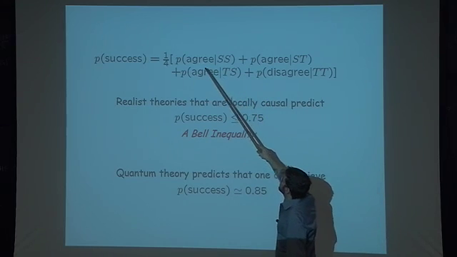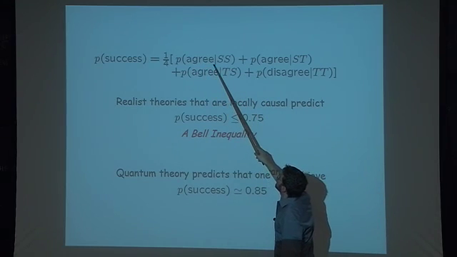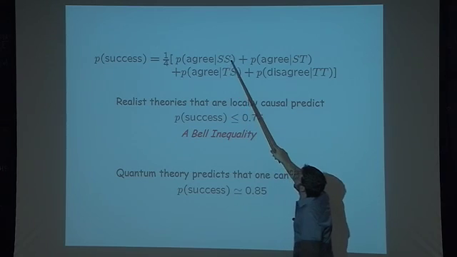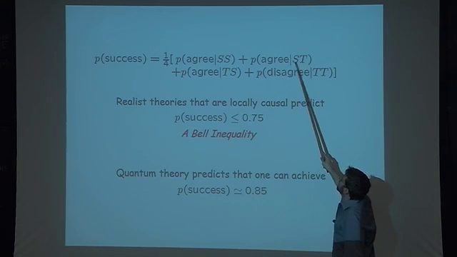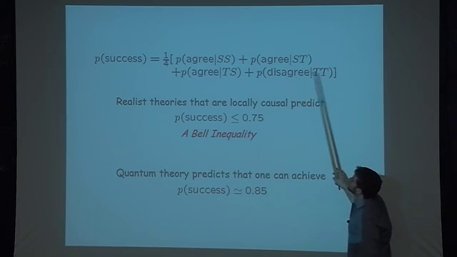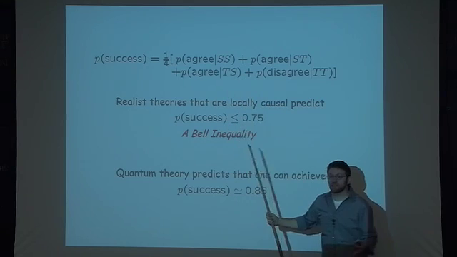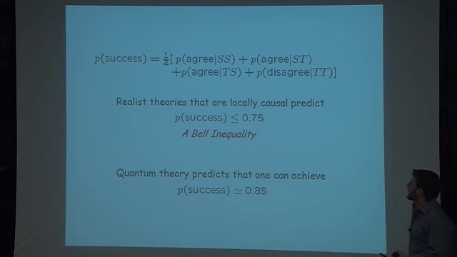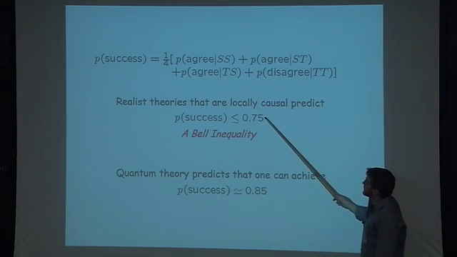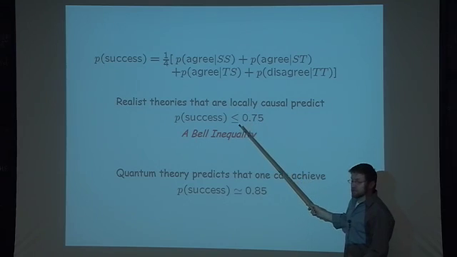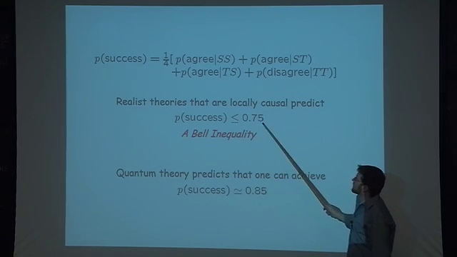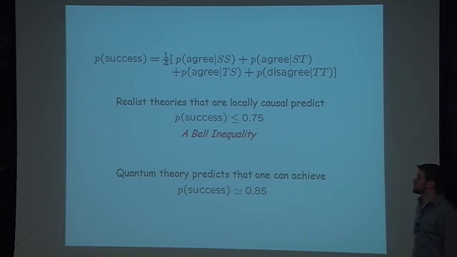So here's just a more formal way of saying what we've been talking about. If I express the probability of getting agreement between the outcomes of two S measurements this way, plus the probability of agreement for S and T, T and S, and this is the probability of disagreement for T and T, and I weight those with probability a quarter each, that's the probability of winning the game. And what we saw was that if you're limited to these local strategies, then your probability of winning the game has to be bounded above by 3/4.